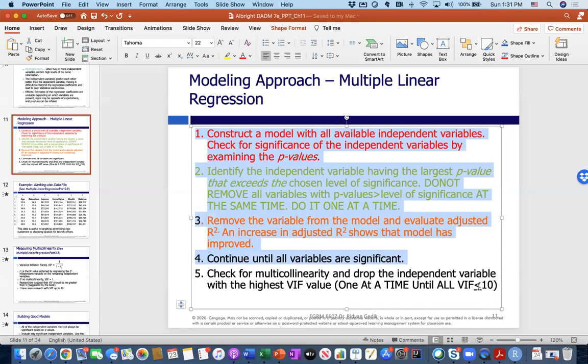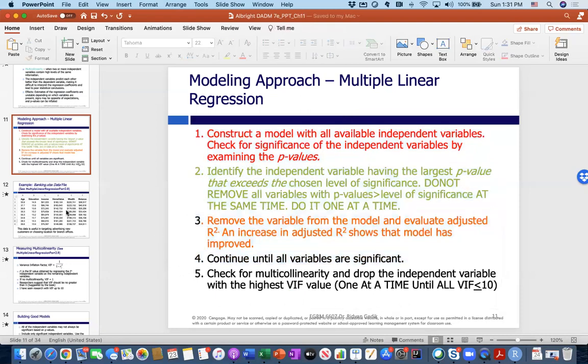We select the independent variable with the highest VIF value, and we drop it from the multiple linear regression equation. We rerun it, and we look at the p-values again, and we look at the multicollinearity again, and we conclude whether that should be the one that we should use.